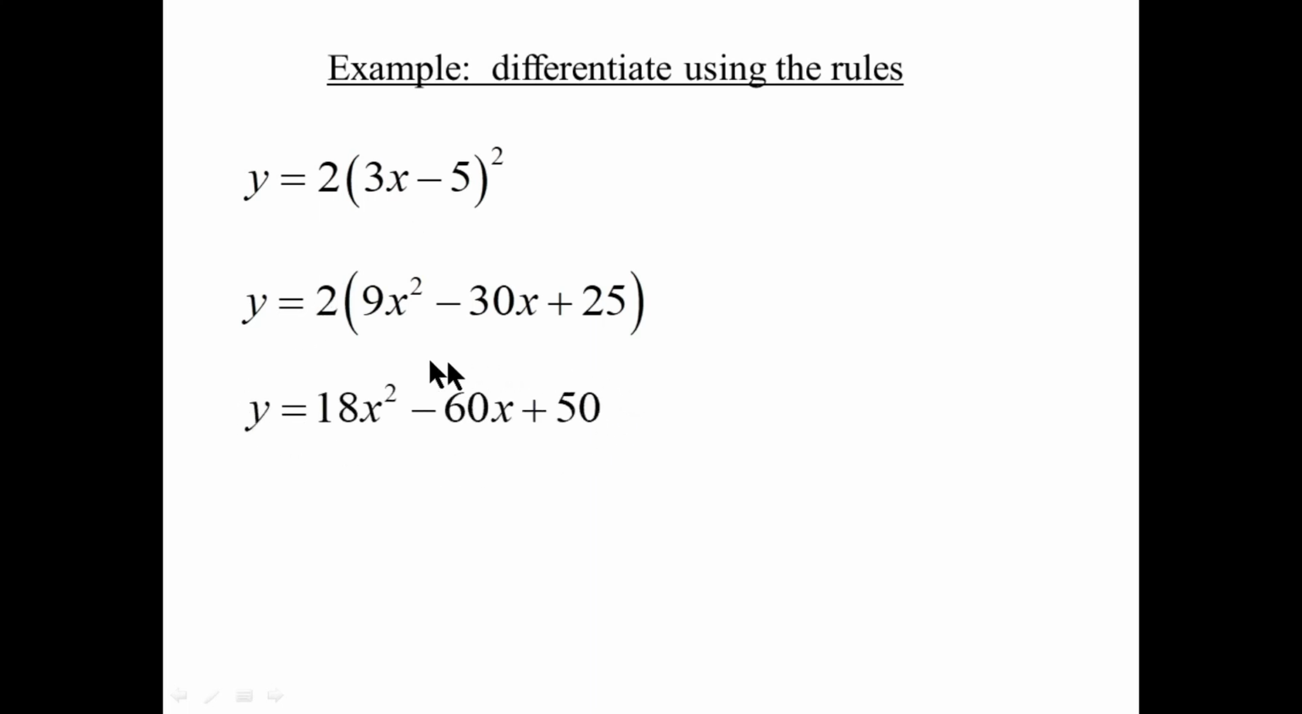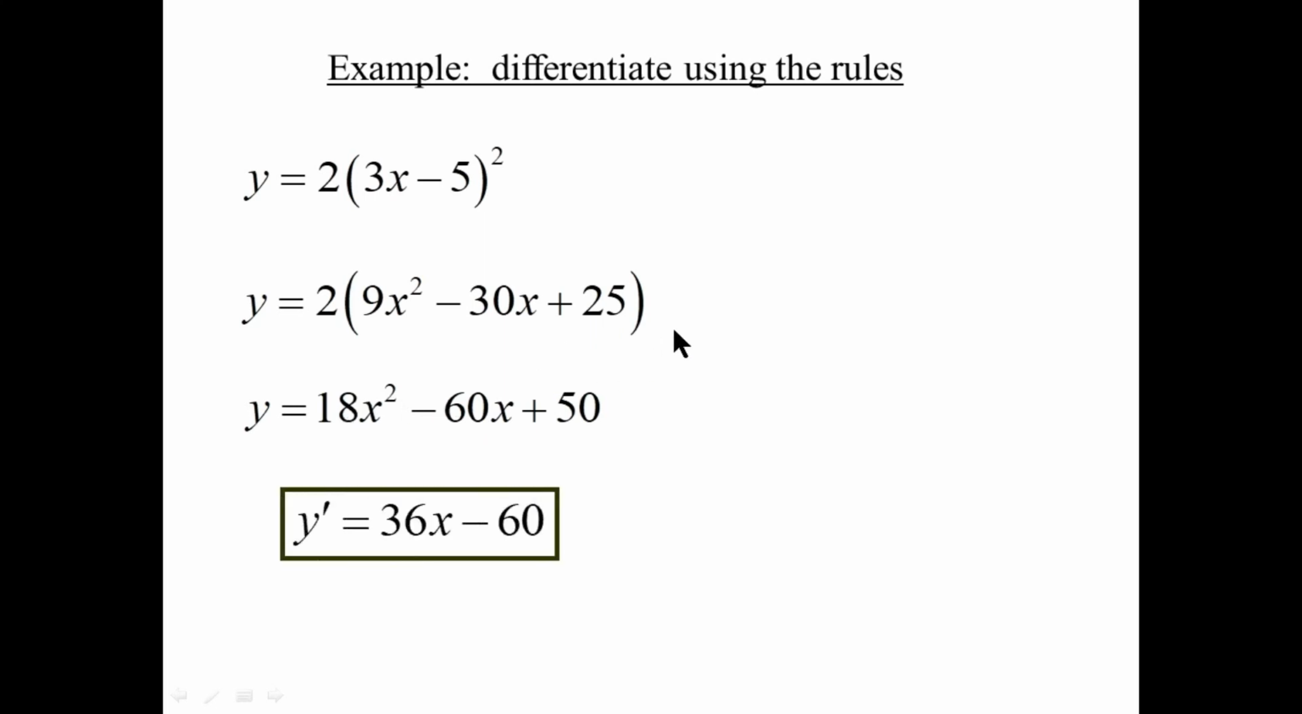We haven't done any differentiating yet. We've just prepared to differentiate. And now we're ready to differentiate. It'll be 2 times 18 is 36, and so on. 36x to the 1 minus 60. The derivative is really quite easy. It's putting it into the form, getting it ready to differentiate. Sometimes it takes a little work.